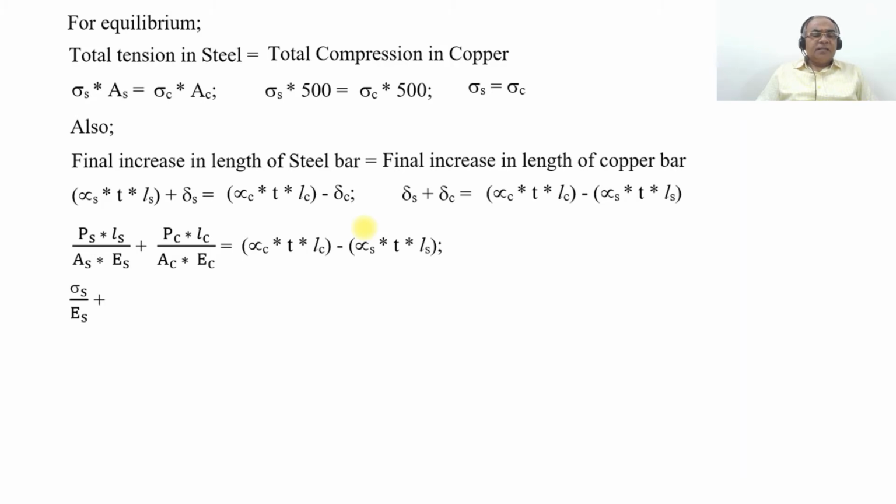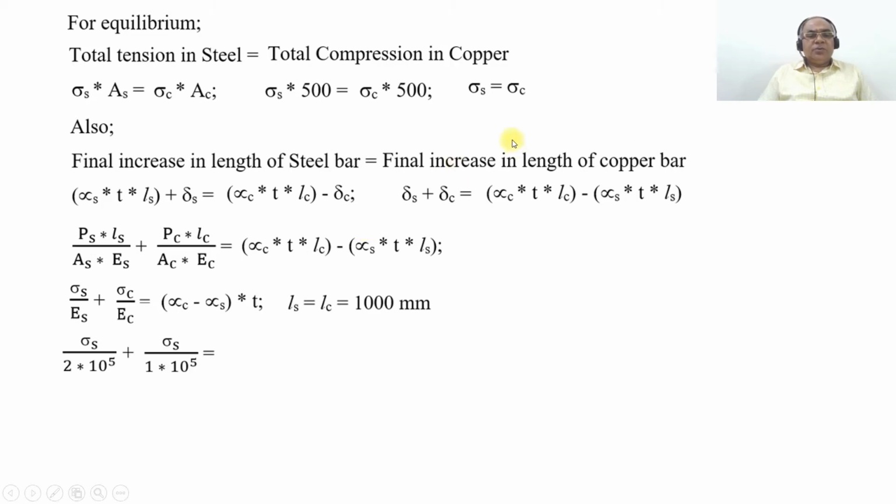So P_S by A_S, you can write it as sigma S. And L_S is equal to L_C. So sigma S by E_S plus sigma C by E_C will be equal to alpha C minus alpha S into T, because L_S will be equal to L_C, which is equal to 1000 mm, which has been given in the problem. So what is sigma S? Sigma S by 2 into 10 to the power of 5 plus sigma C by 1 into 10 to the power of 5, and you substitute sigma C as sigma S, because of this condition that sigma S will be equal to sigma C.